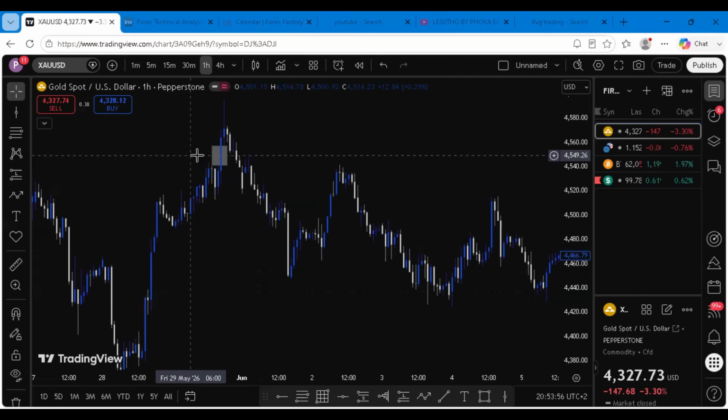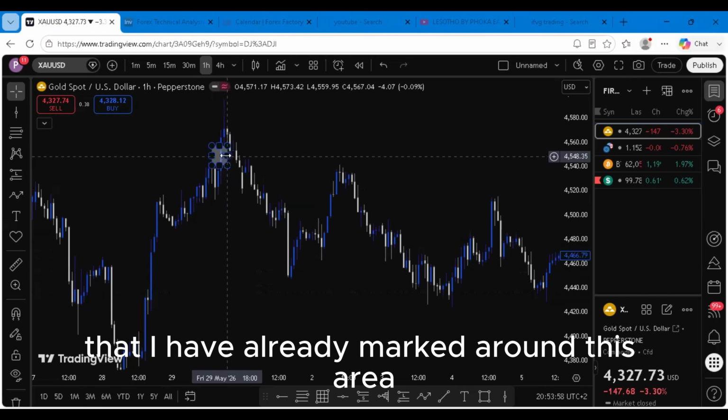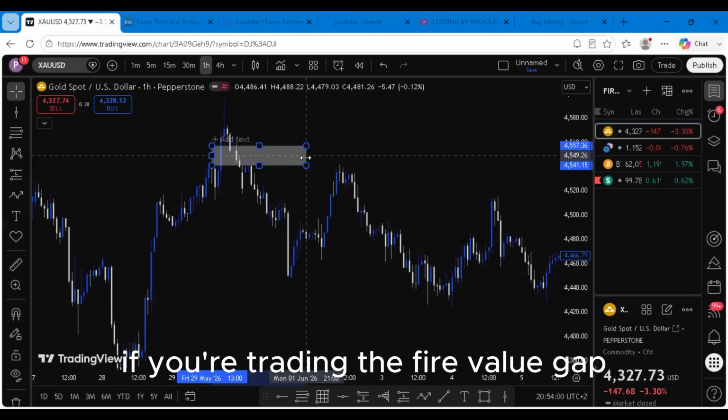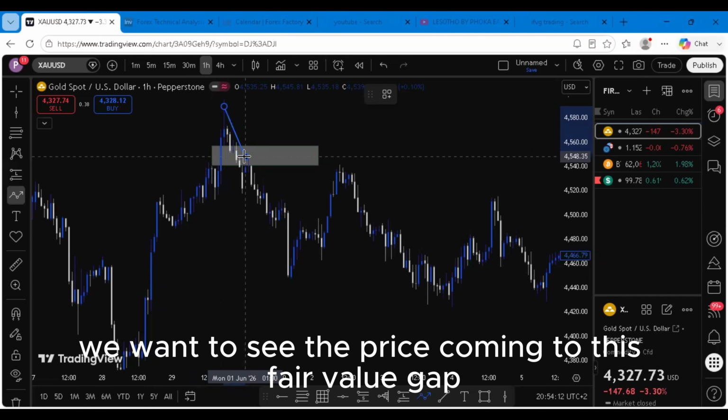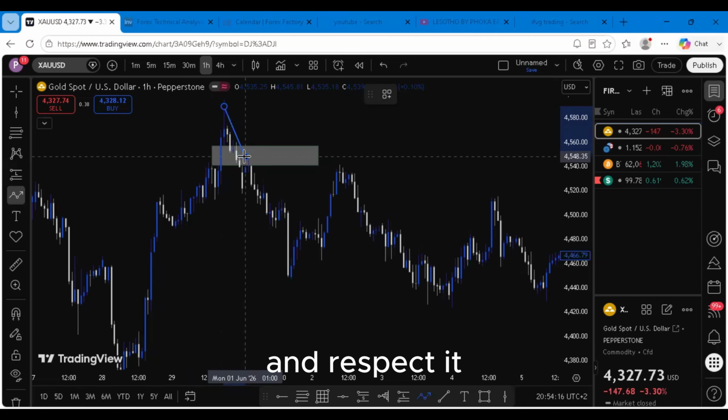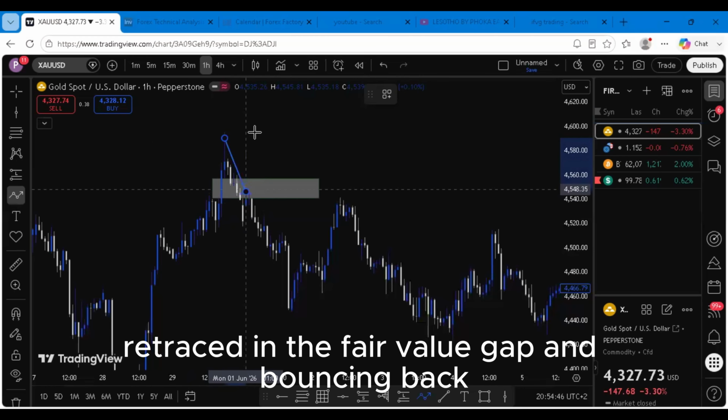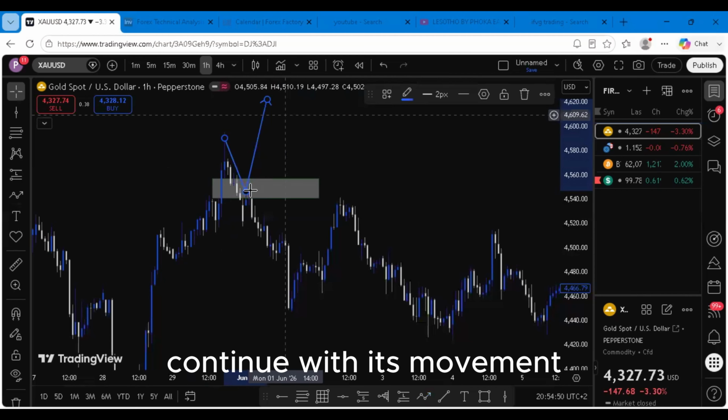In this fair value gap that I have already marked around this area, if you trade in the fair value gap, then we want to see the price come into this fair value gap and respect it, retesting the fair value gap and bouncing back, continue with its movement.